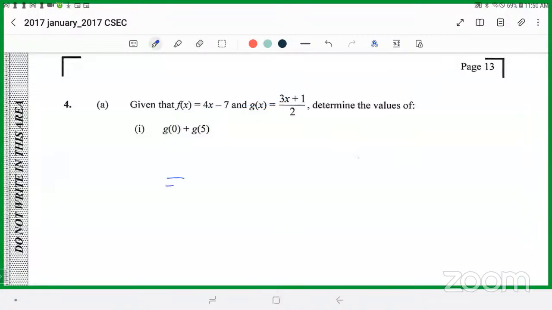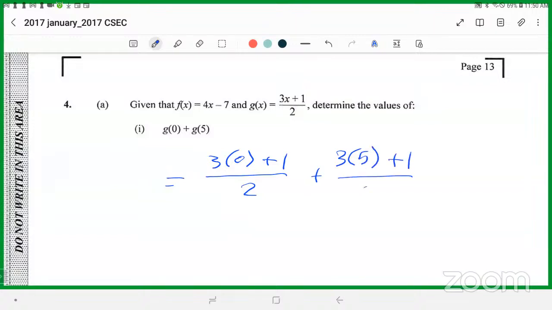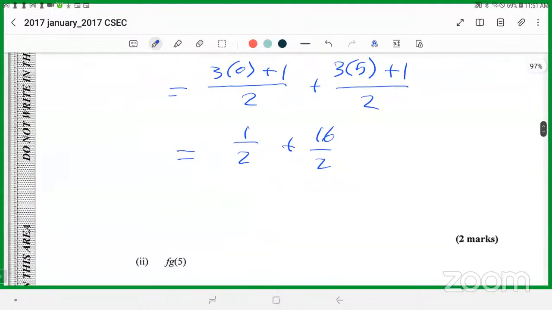This becomes equal to the g of 0 first. I put in 0 there. It becomes 3 times 0 plus 1 over 2. Then you're doing g of 5. You got to put 5 in there now. You're going to get 3 times 5 plus 1 still over 2. So because they're on the same denominator, this numerator becomes a 1 over 2 plus this numerator becomes a 16 over 2. 16 and 1 is 17 over 2. That's the answer, 17 over 2.